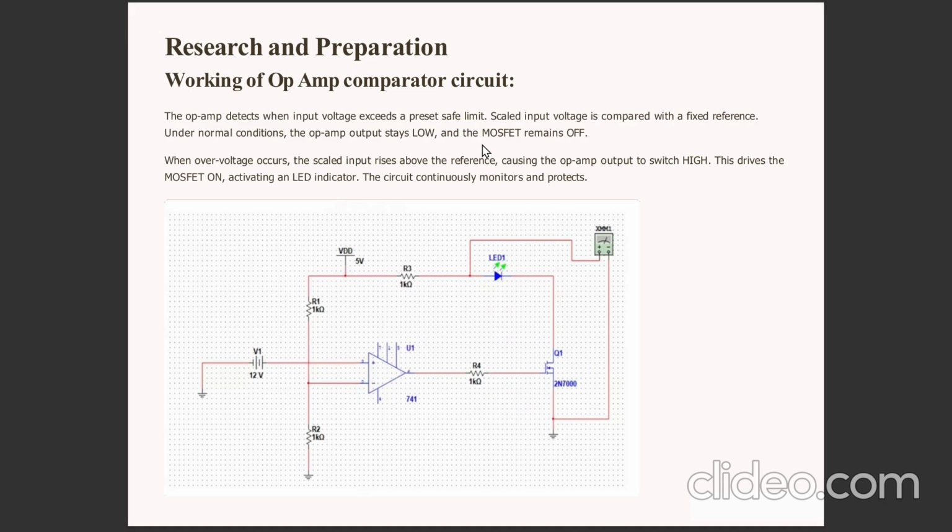Before designing, we studied how an op-amp comparator behaves. The input voltage is first scaled using a divider and then compared with a fixed reference value. As long as the input is below the safe limit, the comparator output stays low and the MOSFET remains off. But the moment the voltage exceeds the preset threshold, the comparator output switches high. This turns the MOSFET on and activates the LED indicator, showing that an overvoltage condition has occurred.